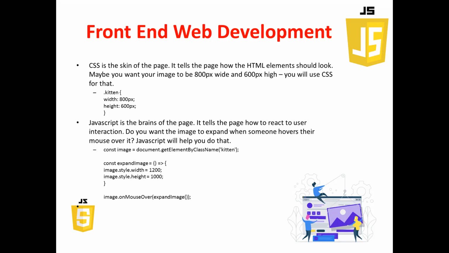Do you want the image to expand when someone hovers their mouse over it? For example, if you visit some website and hover your pointer on an image, it becomes bigger, or it becomes hidden or something like that. You can do that with JavaScript. I have given you one example: const image, I have used one variable with the name image, and I put this property on it. How we have done it, we will learn in detail, but this is a sample code for you to get understanding.